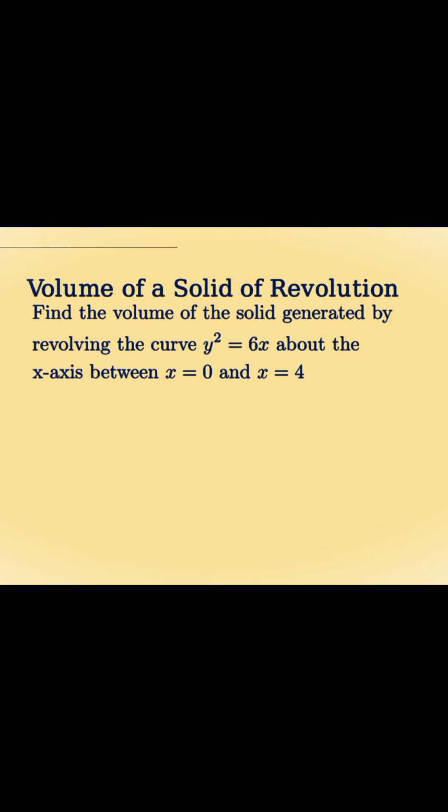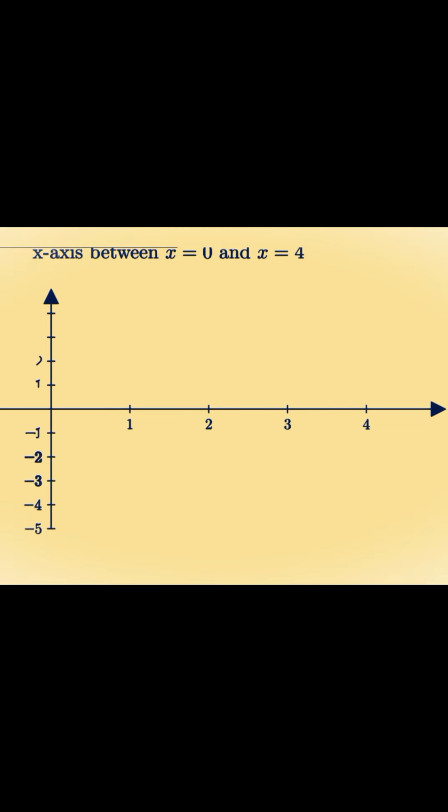Let's visualize this problem. First, I'll draw the coordinate system and plot our curve y squared equals 6x. This is a parabola opening to the right. The region we want to revolve around the x-axis is the part of this curve from x equals 0 to x equals 4. Now, let's visualize what happens when we rotate this region around the x-axis.